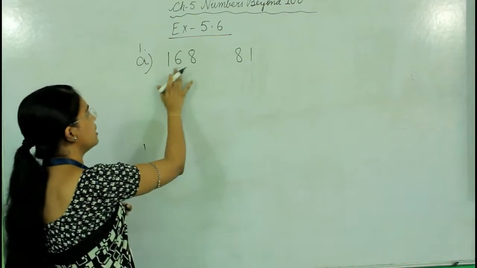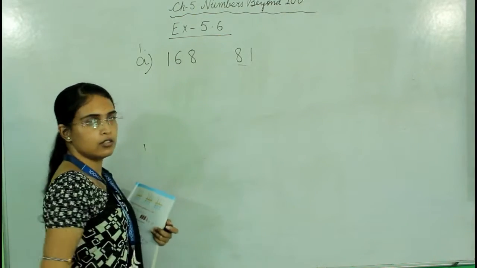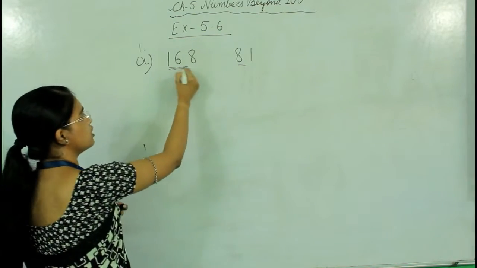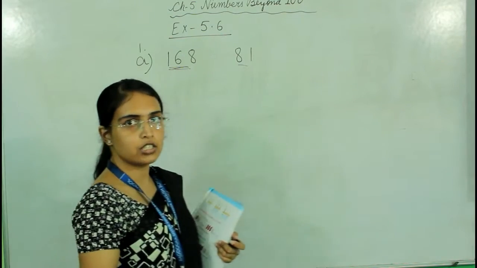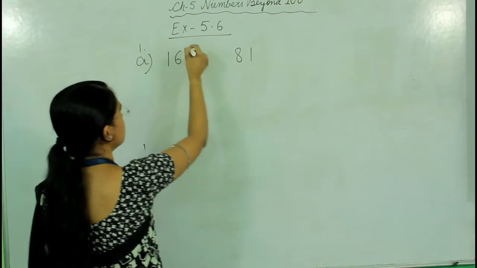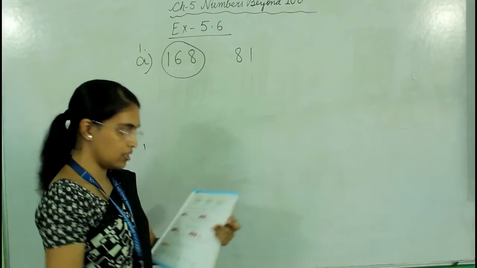So that is the bigger number, and look at another thing. Here we have 2 digits, but here we have 3 digits. Same here, a 3-digit number is bigger than a 2-digit number. Okay, that means 168 is bigger than 81. So what do we have to do? We have to circle this.